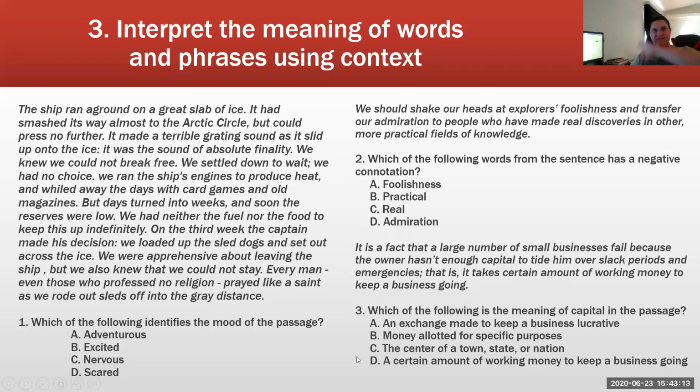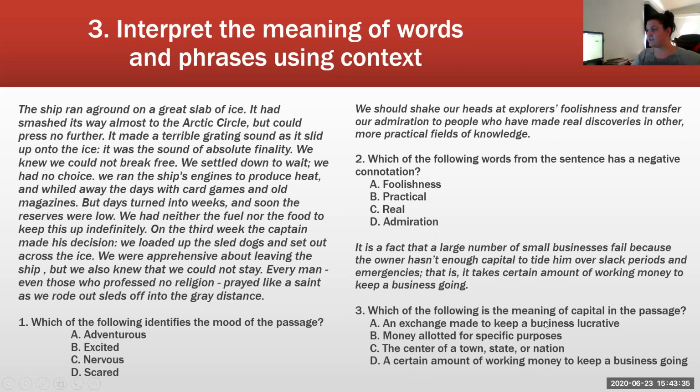Before I just try to fluff around all the other reasons why, it takes a certain amount of working money to keep a business going, because they need enough capital to tide them over slack periods and emergencies. So again, it takes a certain amount of working money to keep a business going. It says it right here. It even describes it right here.